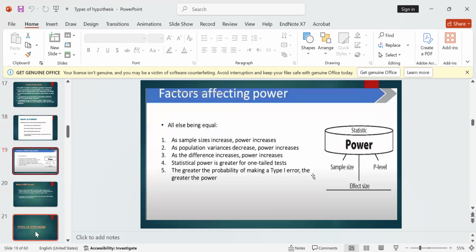Factors affecting power. As sample size increases, the power increases. As population variance decreases, the power increases. As the difference increases, the power increases. Statistical power is greater for a one-tailed test. The greater the probability of making a type 1 error, the greater the power.